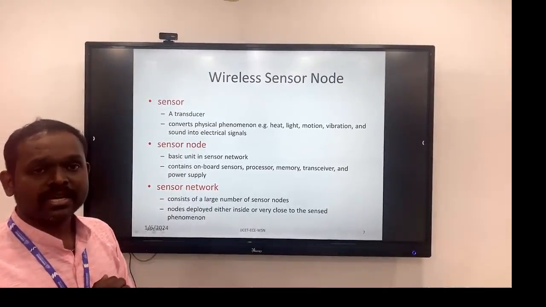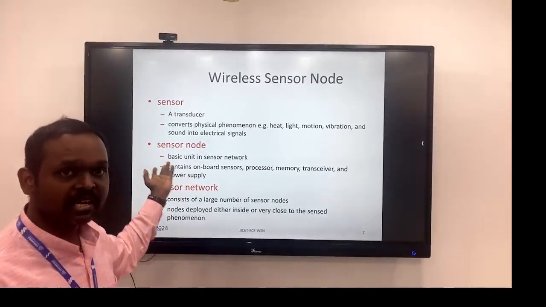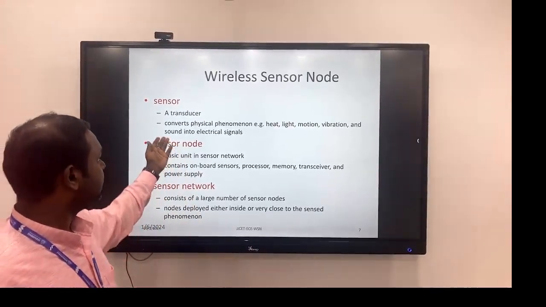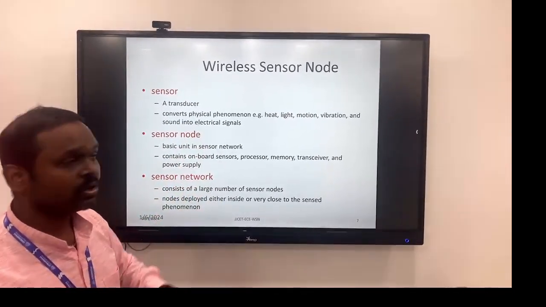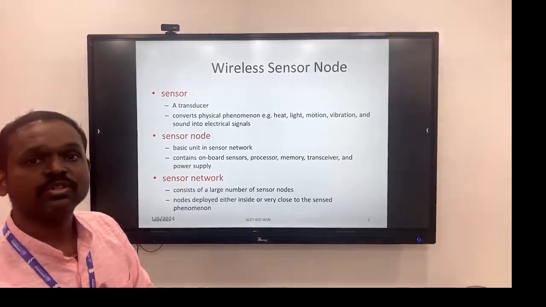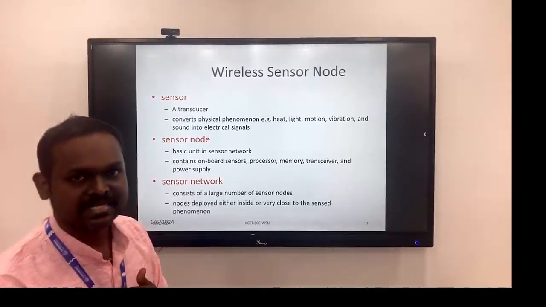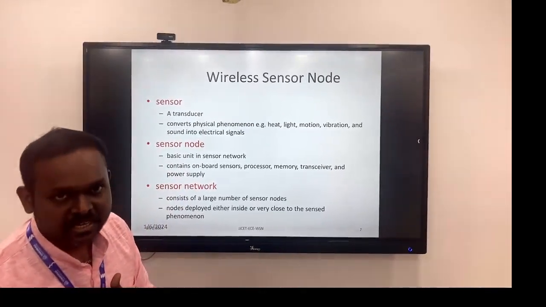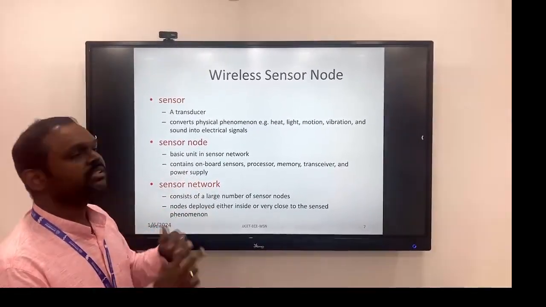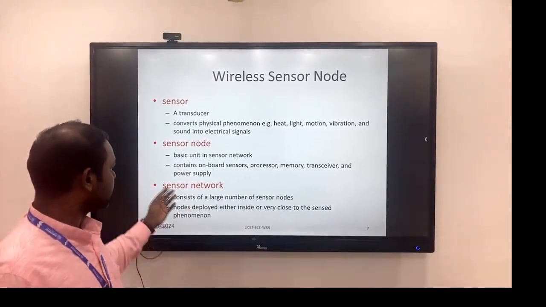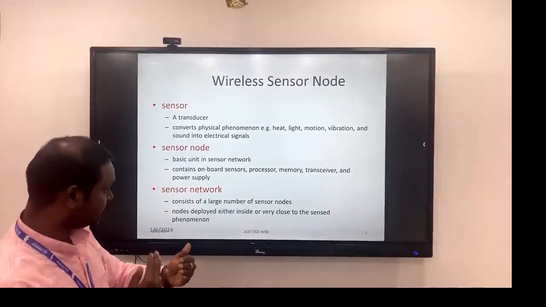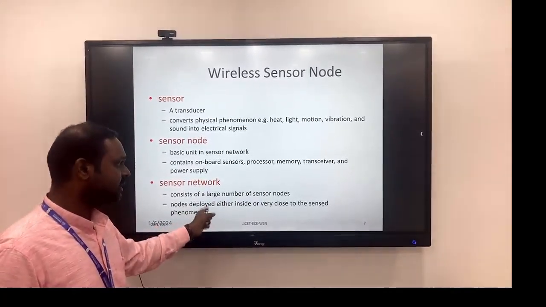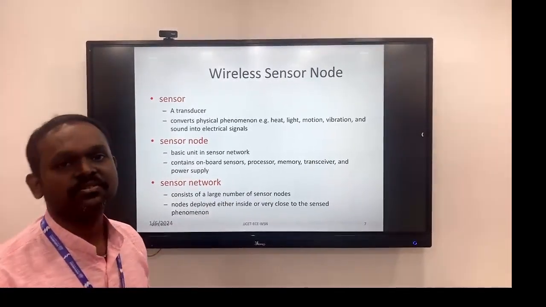See, the wireless sensor network has sensors. We know the definition of sensor. It's a transducer. So it converts physical phenomena like heat, light, motion, vibration, etc. into electrical signals. Sensor node is the basic unit in a sensor network. It contains onboard sensors, processors, etc. Sensor network is a network which consists of a large number of sensor nodes. The nodes are deployed either inside or very close to the sensed phenomenon.